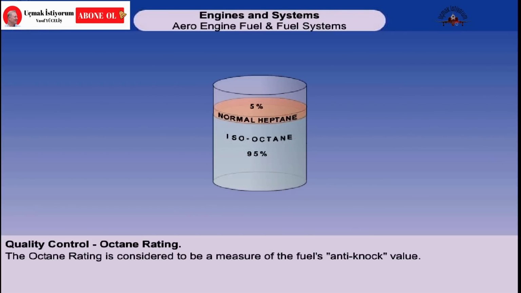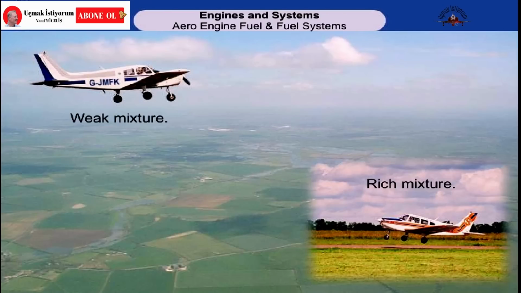The octane rating is considered to be a measure of how well the fuel resists detonation, or its anti-knock value. Originally, tests were based on an air-fuel ratio which gave maximum detonation, but this condition is not truly representative of the working range of the engine. Maximum detonation occurs with economical mixtures which are normally used for cruising, but for takeoff and climbing, rich mixtures are used.